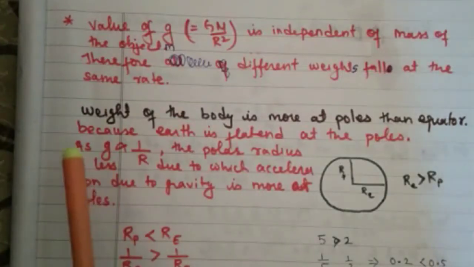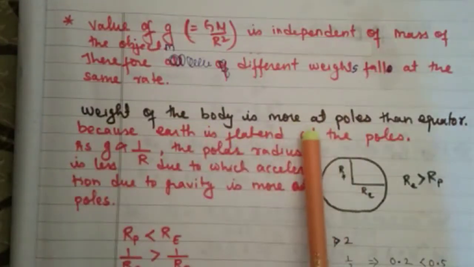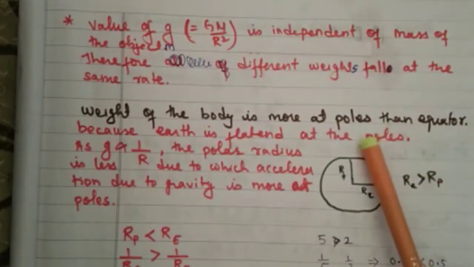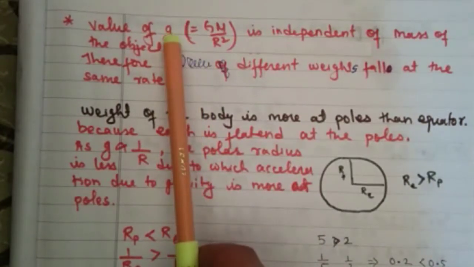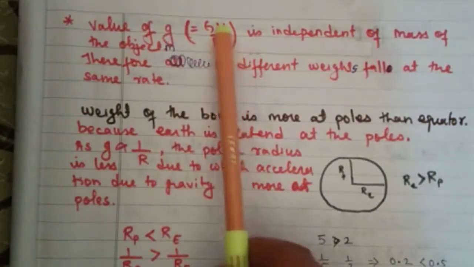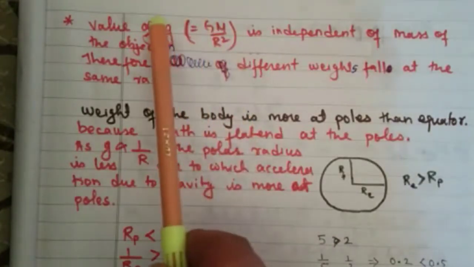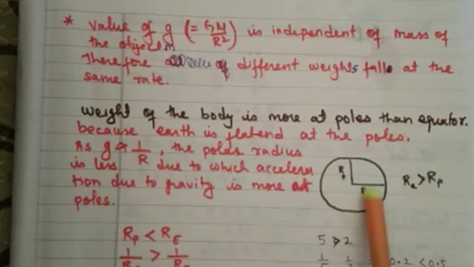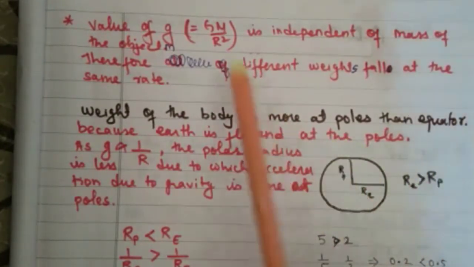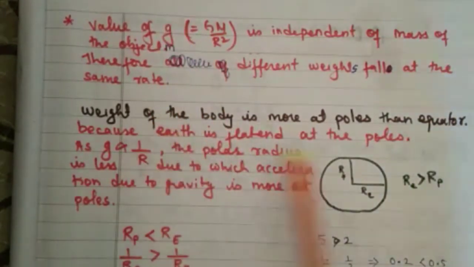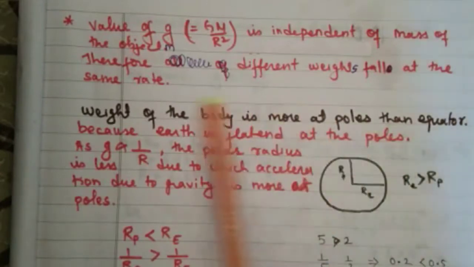Okay, now the next thing we are going to discuss is why the weight of a body is more at the pole than at the equator. As we all know, the shape of the earth is not a perfect sphere. It is flat at the poles. So the radius here is less and the radius towards the equator is more. We know acceleration due to gravity is inversely proportional to the radius squared. So if the radius is more, acceleration due to gravity is less. For the equator, acceleration due to gravity is less, and for the pole, the radius is less, so acceleration due to gravity is more, due to which the weight of the body is more.